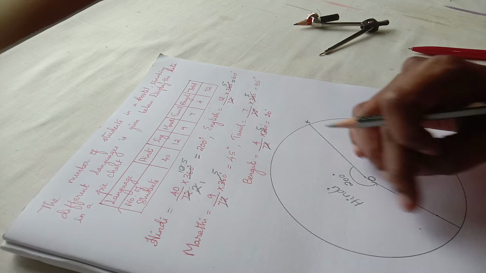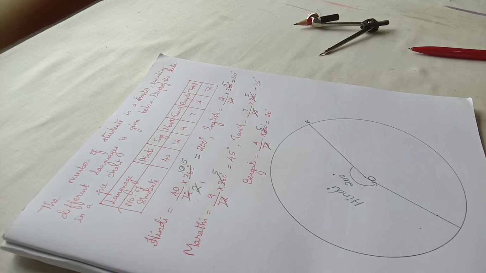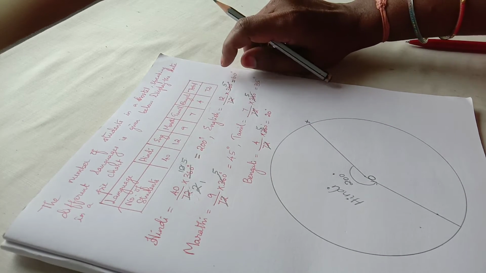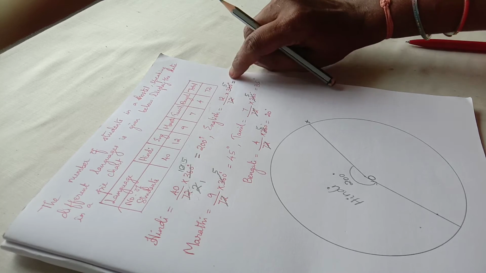You can even understand that 200 degrees is a reflex angle, more than 180 degrees, more than a straight angle. It looks like a reflex angle. Okay, now Hindi we finished. Now next, let's draw English, 60 degrees.